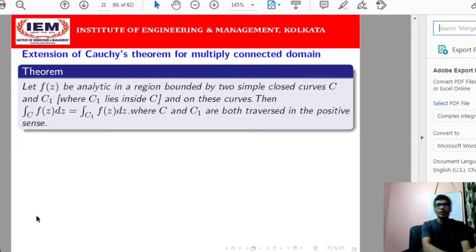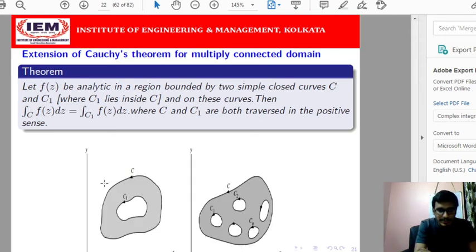So then we'll consider the extension of Cauchy's theorem for a multiply connected domain. Already we have discussed this for a simply connected domain. If the domain is given as a multiply connected domain, then what will be the extension of Cauchy's theorem?